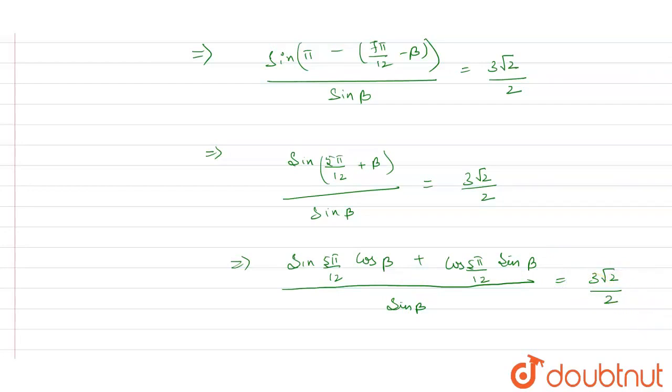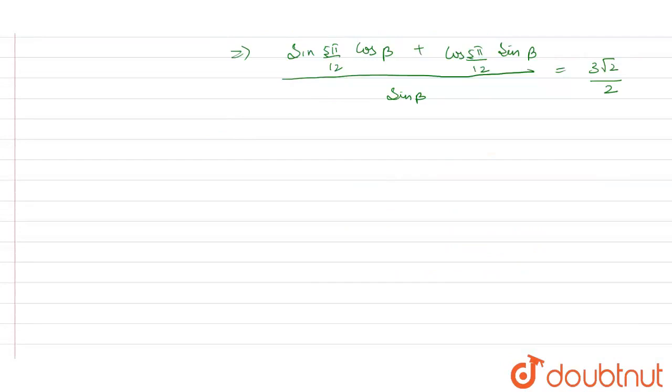So now after putting the value for this 5 pi by 12, we'll get the whole answer as cot beta is equal to 4 root 3 minus 5. This can be easily solved by just putting the values. Alright, so cot beta is equal to 4 root 3 minus 5.